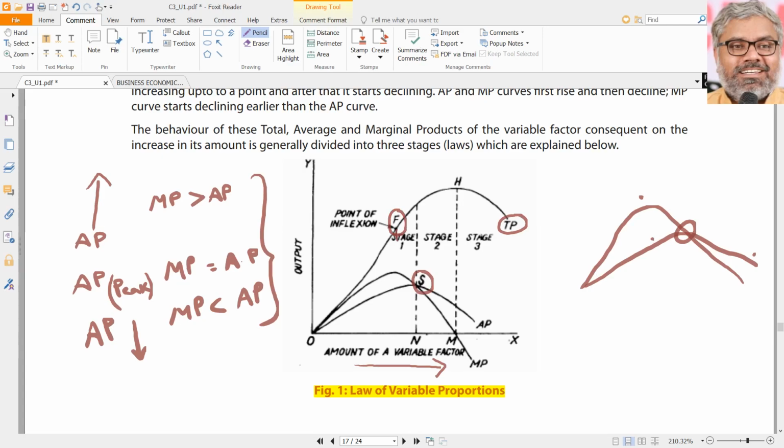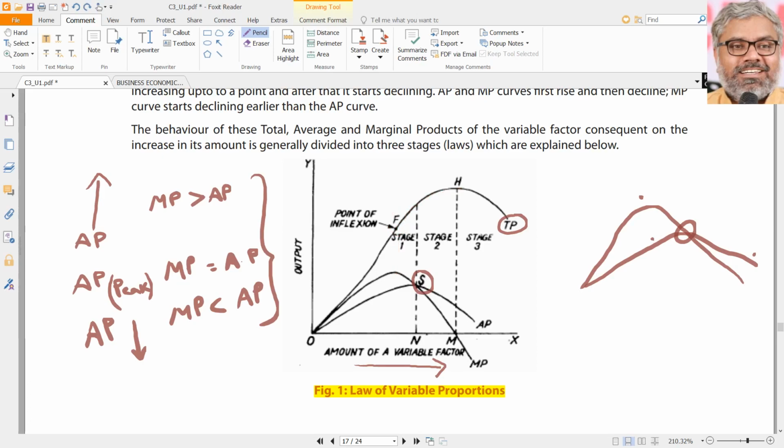And what is the corresponding point to that? If you draw a straight line here, that is where the marginal product is at its peak, and after the marginal product started declining, still total production increases, but at a lower growth rate. From which point onwards this tendency is coming, that is called the point of inflection. That is a separate point.